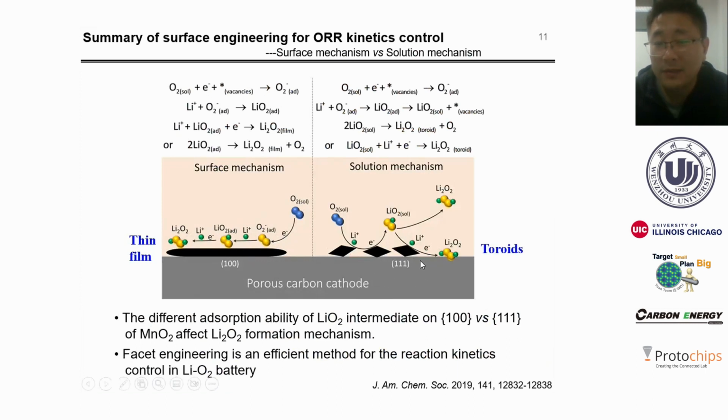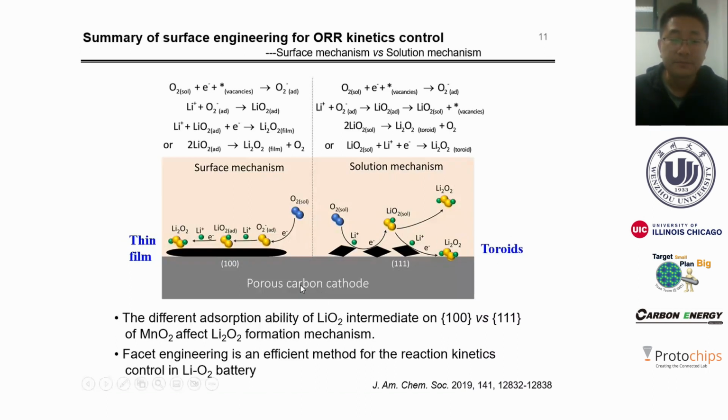But the 111 surface has a weak adsorption capability to superoxygen ions. So when the intermediate is formed, it prefers to diffuse into the electrolyte, and when it reaches a relatively high concentration, it will precipitate to form lithium peroxide. And in this situation, the discharge product is more like a toroid structure.